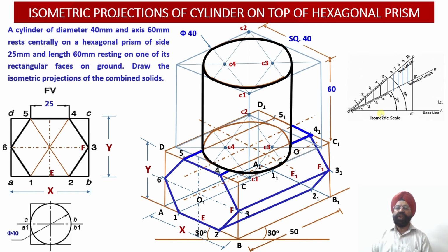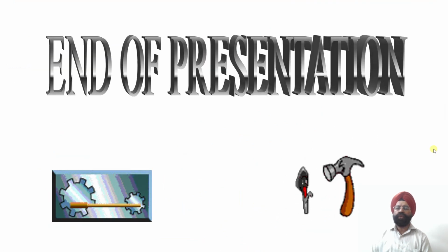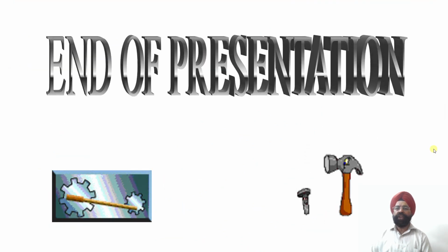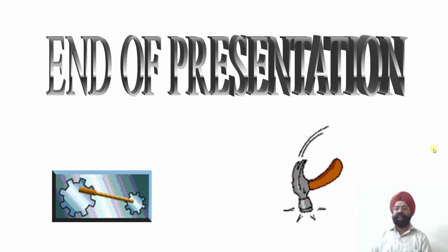So this is the construction of a cylinder which is resting in the upright position on the top of a hexagonal prism. With this discussion, we have been able to cover 3 questions in this lecture in which there was a common point. This common point was the hexagonal prism which was resting on its rectangular face onto the ground. And we will be continuing with further discussion on a few more cases of isometric projections in the coming lectures.